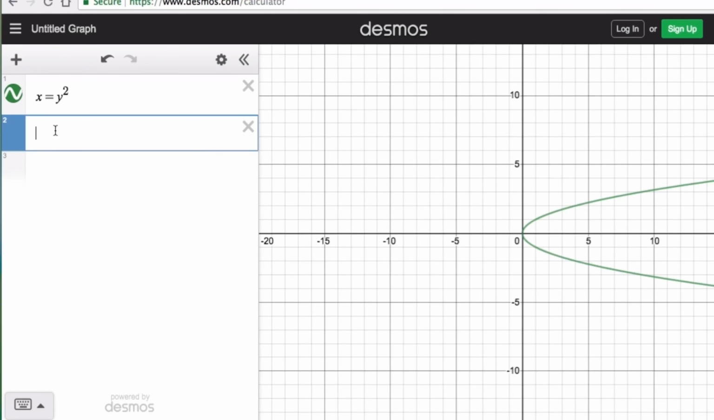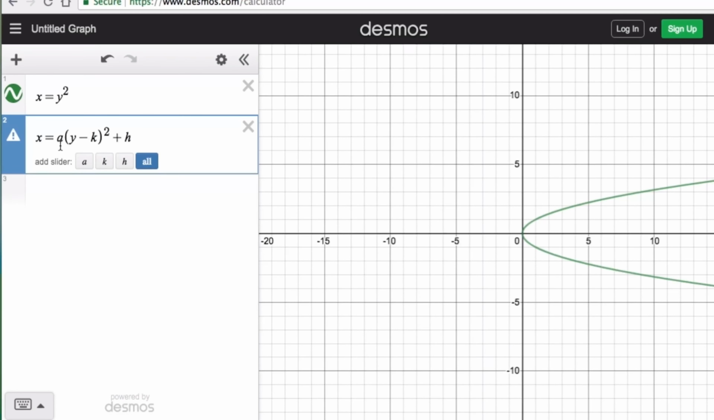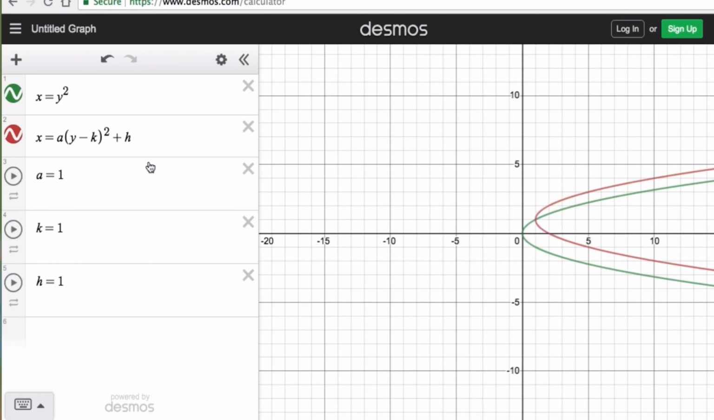The graphing form of a horizontal or sleeping parabola is x equals a(y minus k) squared plus h, where a, h, and k are parameters and x and y are variables. Now if I add this, that would be the one in red graph.